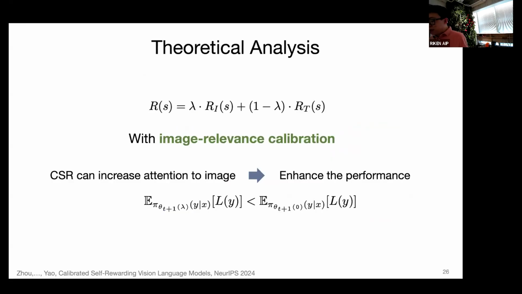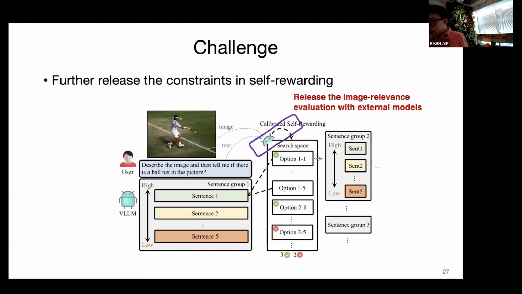Okay, so we provide some very simple theoretical analysis with image relevance calibrations. And this kind of model can increase attention to the image, which will further improve the performance. Okay, so if we do not have the supervised fine-tuning data, we can use these models to generate the data samples, then rank them, and finally achieve better performance.